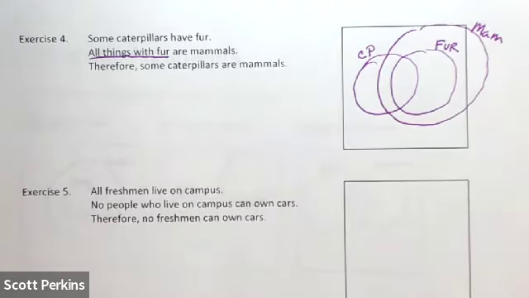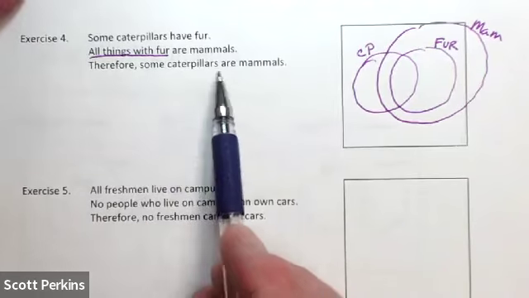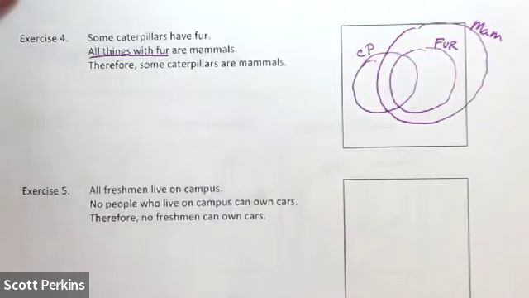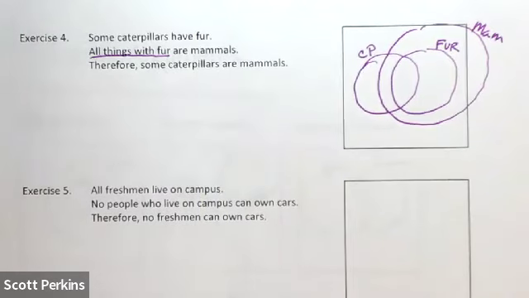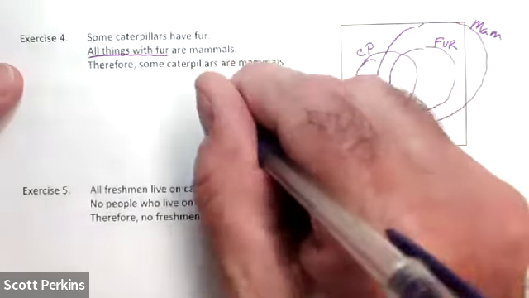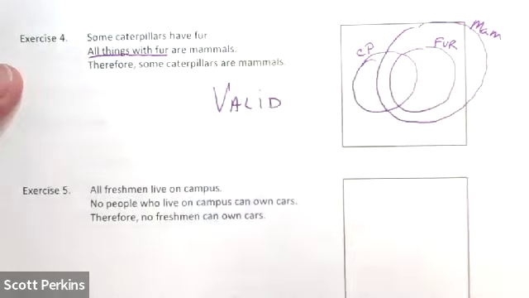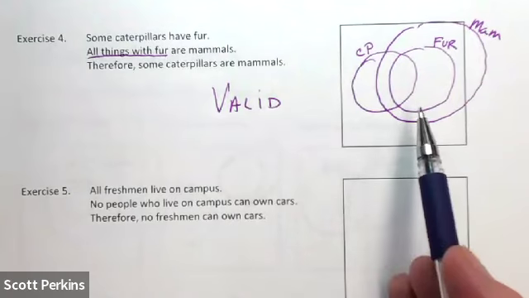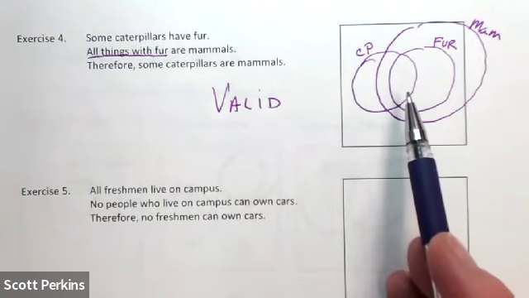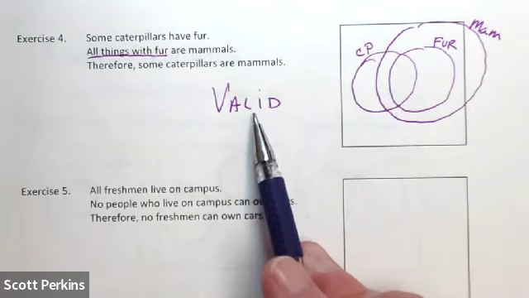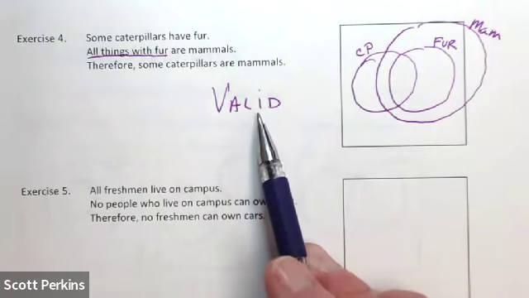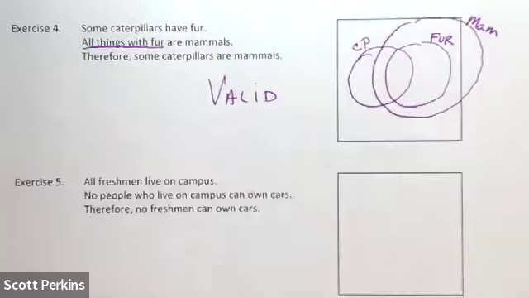So now let's look at the conclusion. According to that drawing, are some caterpillars mammals according to the drawing? Yeah, because there's no way that the mammal circle can't intersect with the caterpillar circle. So because of that, that is a valid conclusion. That drawing that we made for the two premises aligns with that conclusion, and there's no way that it can't. We'll try the next one, exercise 5.